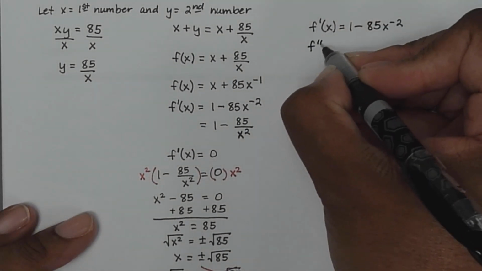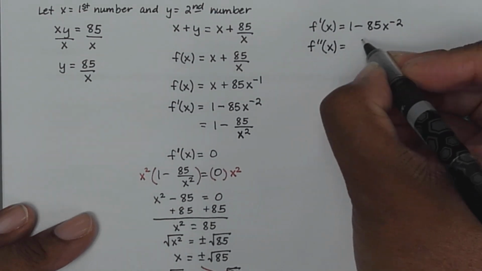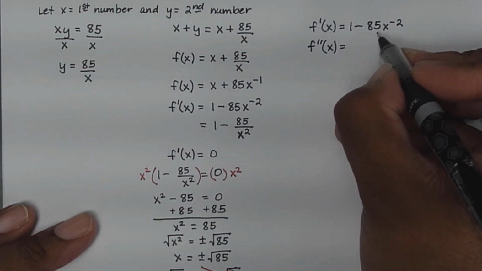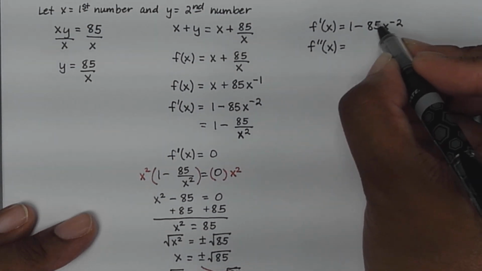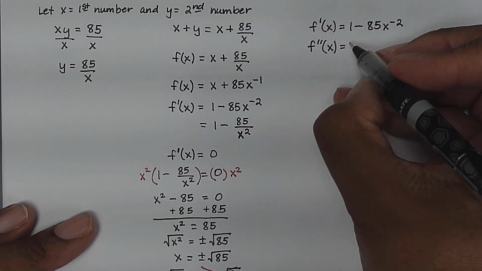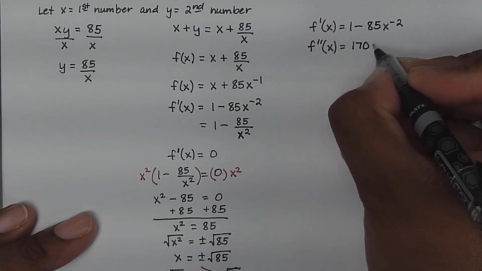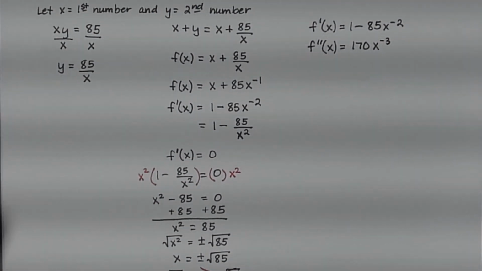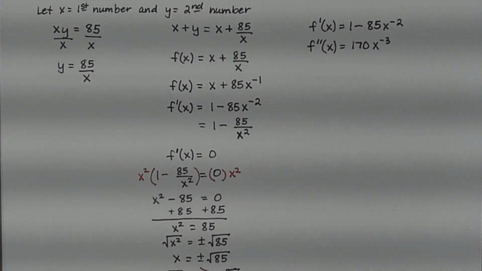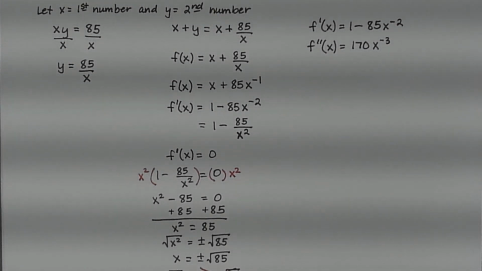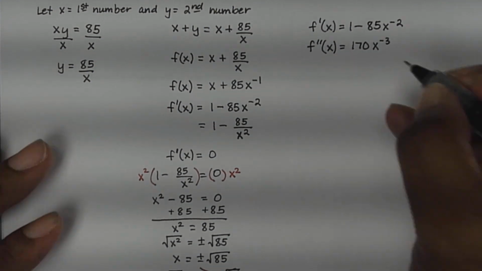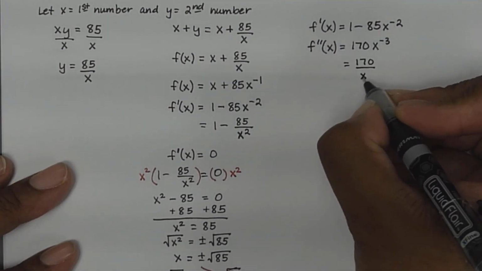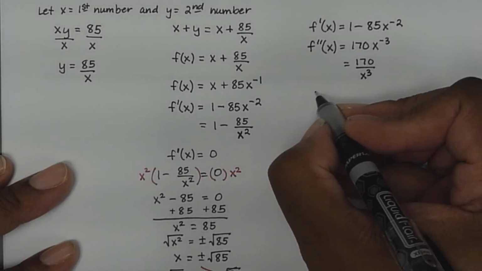Okay. So f double prime of x is this. The derivative of 1 is 0. The derivative of minus 85x to the negative 2, if I bring the negative 2 over, multiplied by minus 85, it'll be a positive 170. Copy the x over to the 1 less power, it would be negative 3. So f double prime of x will be 170x to the negative third power, or I can write that as 170 over x cubed.